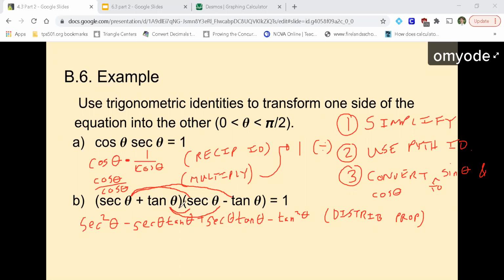All right, so again, when they give you something like this, where you have some functions being multiplied together, generally you will want to do that to simplify your problem. Because what will happen then is negative secant tangent plus positive secant tangent. Those are opposites. If I add those together, they will cancel out. And I'll be left with secant squared minus tangent squared. And that's combining like terms.